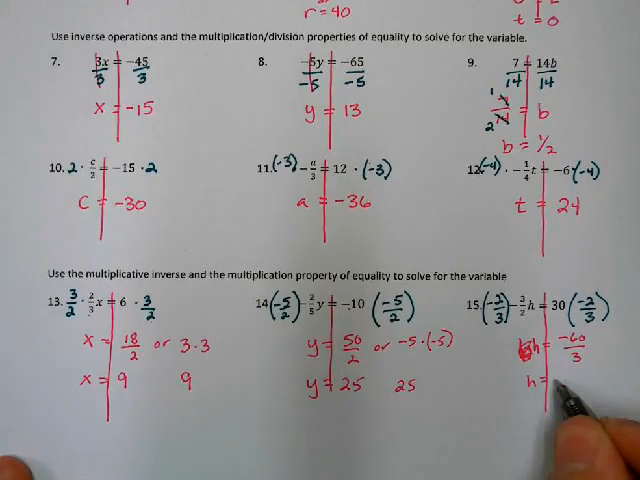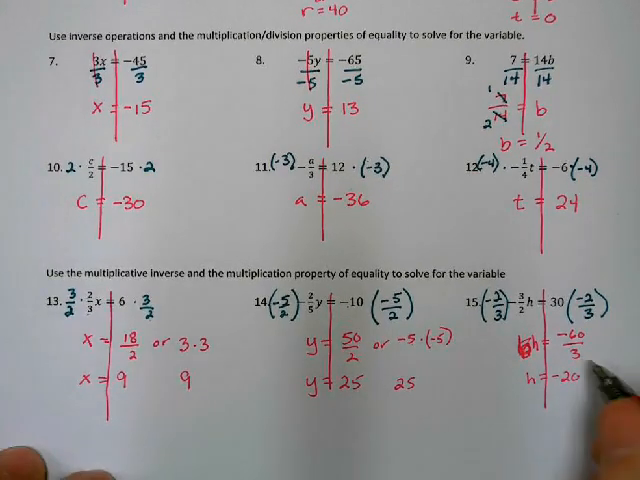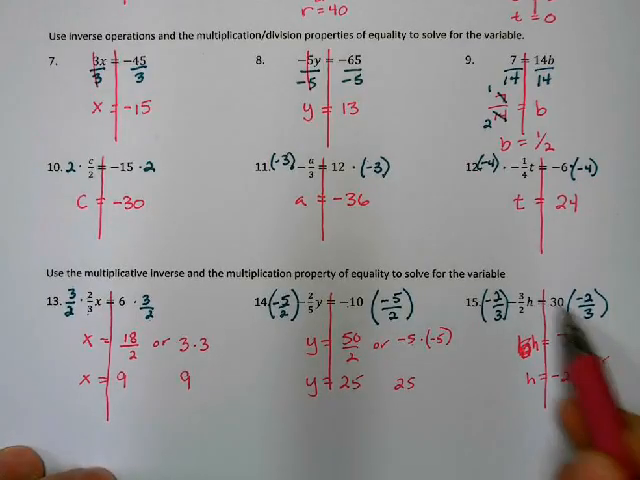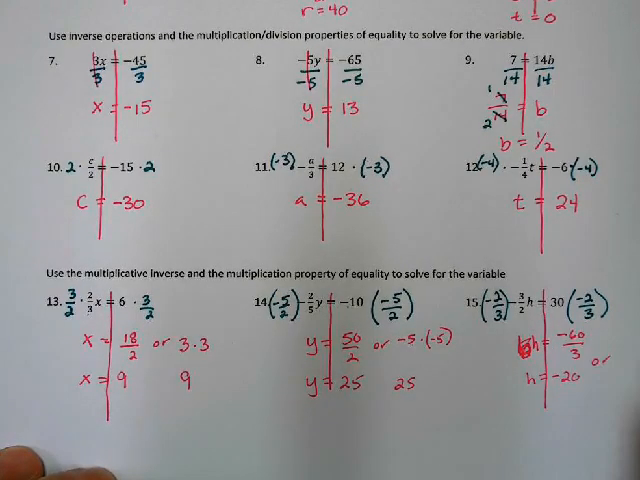Or if we divide first, 30 divided by 3 is 10. And then 10 times negative 2 is negative 20. We still got the same answer, so we can do it in either order.